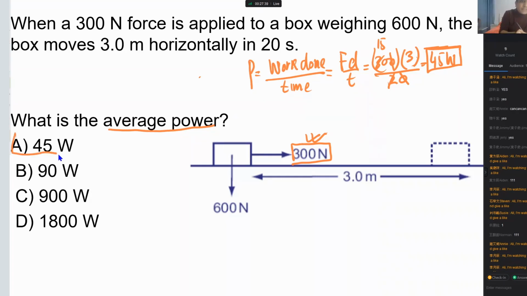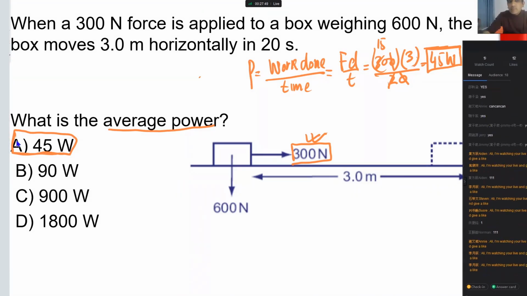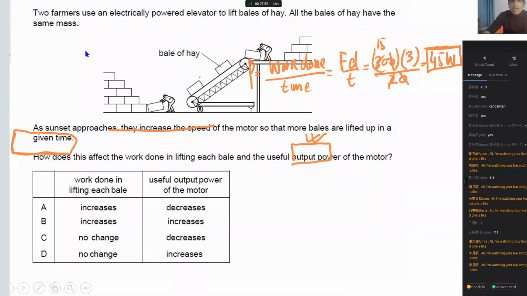So the answer for this question is A. A is the right answer. 45 watts. Let's move on to next.